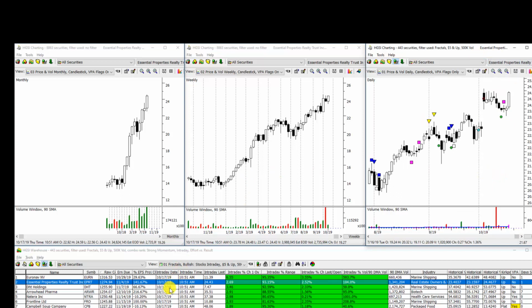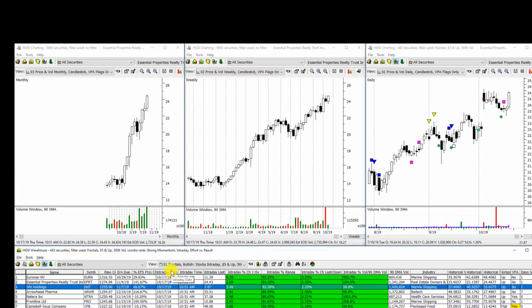Now, just remember, if you use this layout for any of the other scans, and I suggest that you do use this layout so you can get a perspective on the monthly, weekly, and the daily charts, the fractal approach works for any of these screens. You just want to see some movement in the daily chart, and then you want to see it building in the weekly chart and in the monthly chart too. That's how you get into these stocks early.